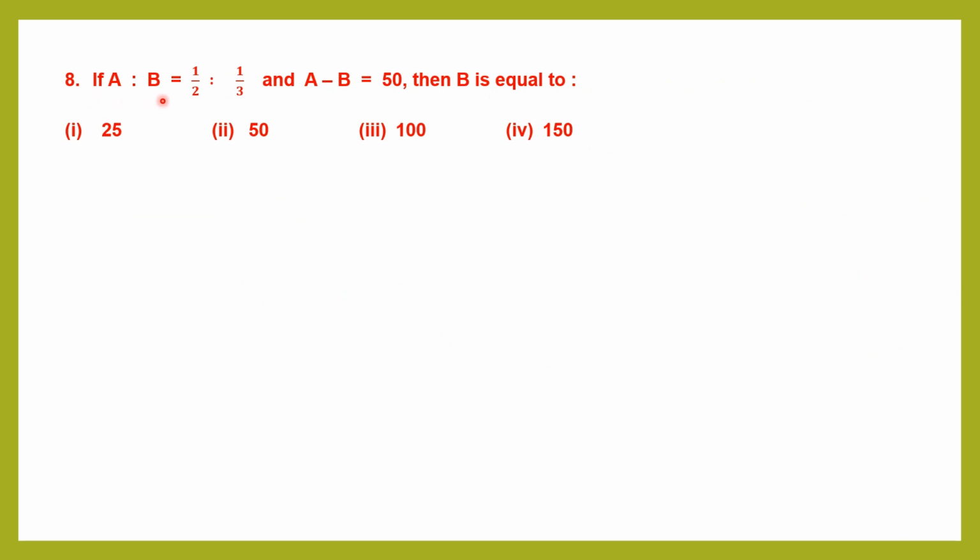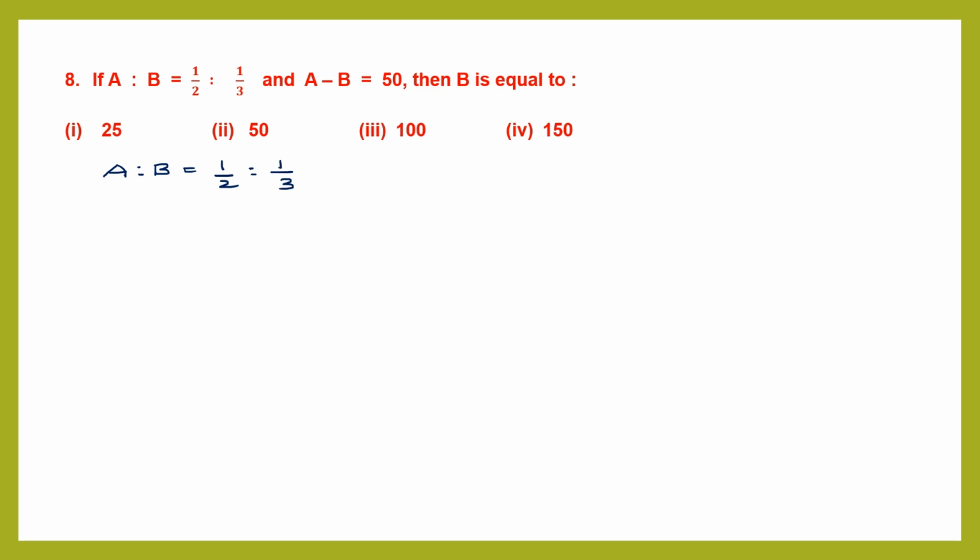Question 8. If A is to B is equal to 1 by 2 is to 1 by 3 and A minus B is equal to 50, then we have to find the value of B. Which of these is the answer? So first let's write down what's given to us. We are given A is to B is equal to 1 by 2 is to 1 by 3.